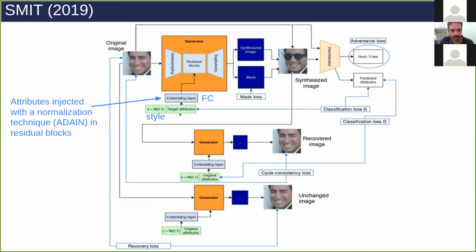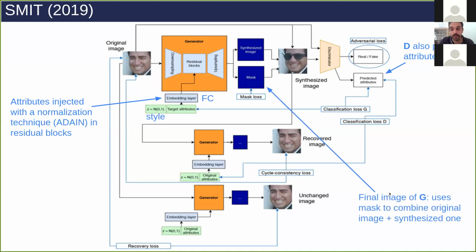Okay, so we have these target attributes, and we also have a style. The style is actually sampled from a noise distribution, and we are just letting the generator choose how to sample this style to synthesize the image. Then finally, we also have a mask here. We have said also that the discriminator also predicts attributes. And we have the final image of the generator.